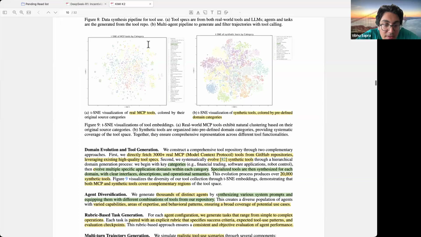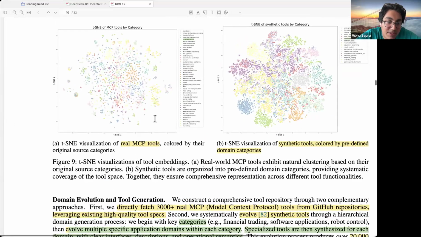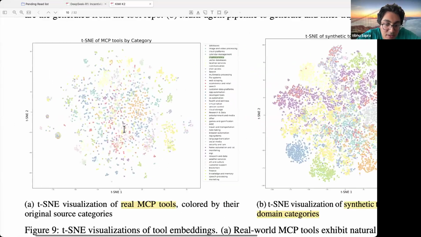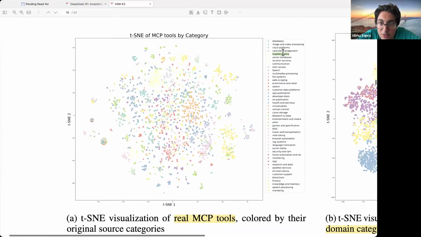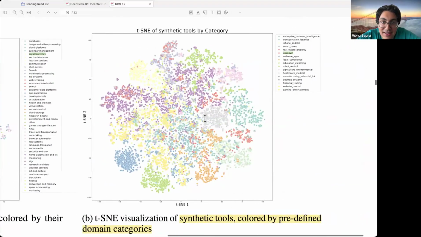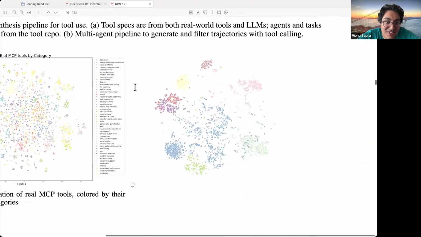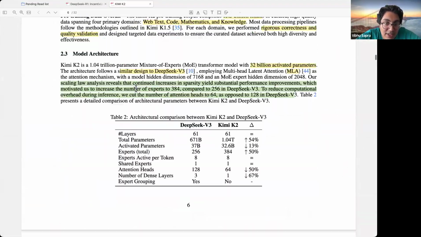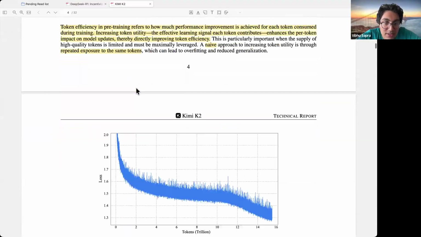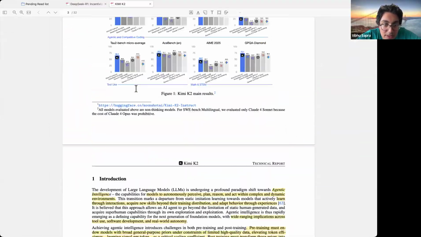It's a t-SNE visualization of real MCP tools, colored by their original sources. So thousands of MCP tools. Of course, they have crypto stuff, but this is their MCP tools. Then they have synthetic tools, which are also in different domains. I love how they just have an unknown domain, but they have crypto stuff where it's some of the MCP tools. But that's part of it. Okay, continuing on. Where were we?